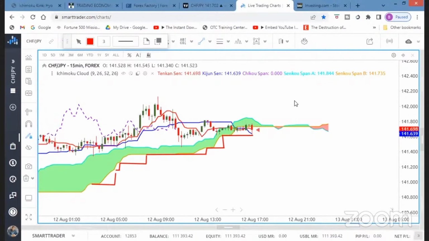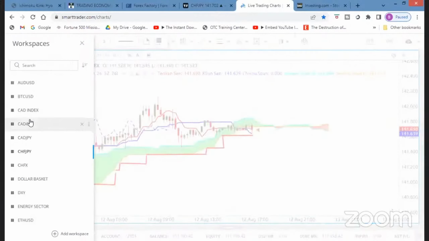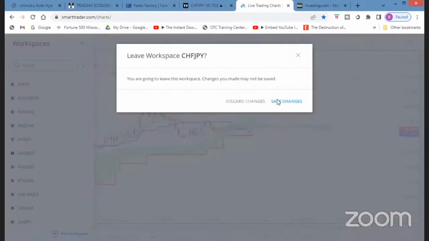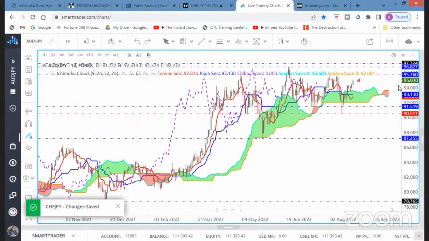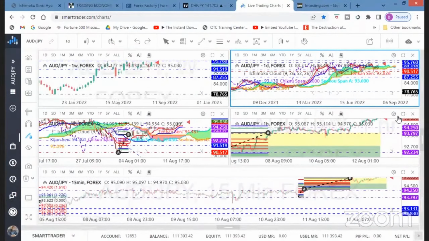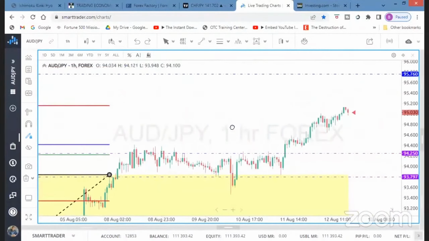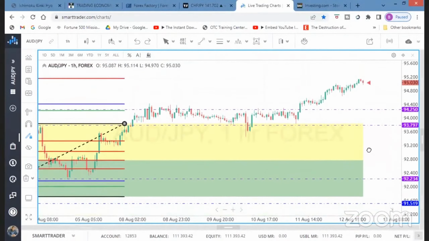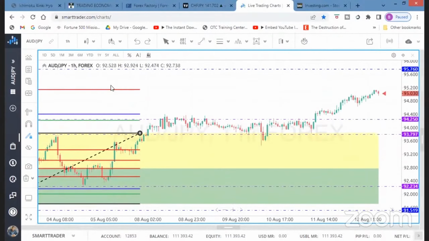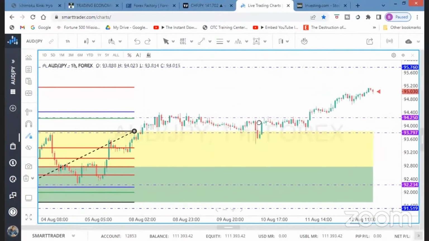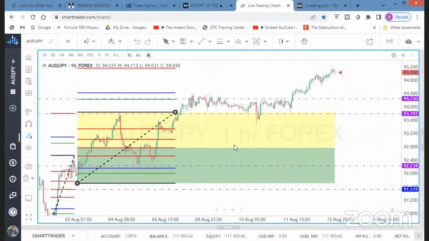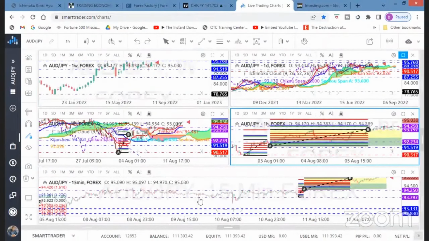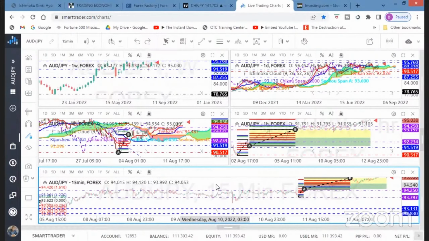What's the next pair? That Aussie yen. Okay. And we'll do the same thing on the one. Look at that driving on the one, up. Right? Driving up, coming into what? Your D extension. And you got a level of resistance just above as well. So if you copy that fib, go down to the 15. Clear it out.